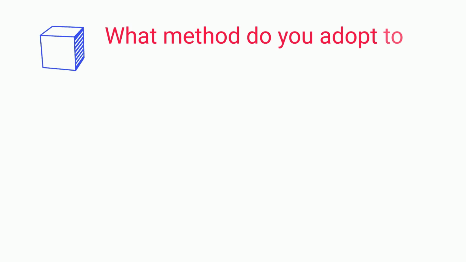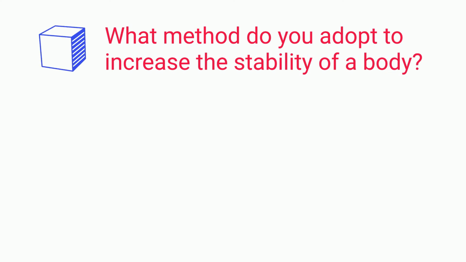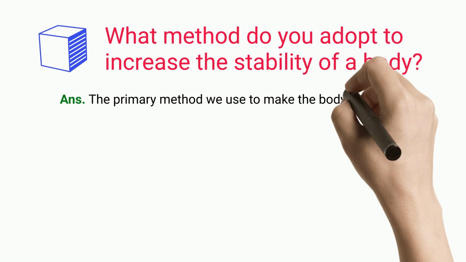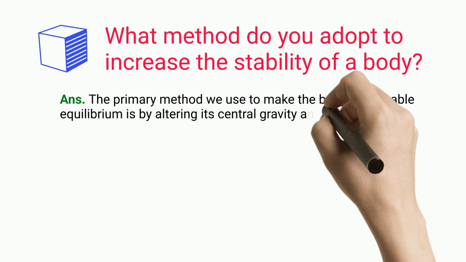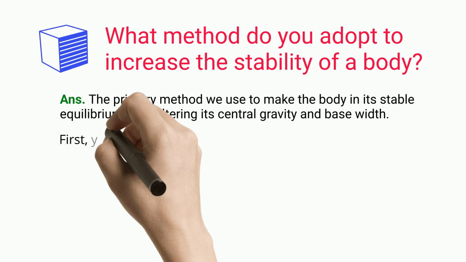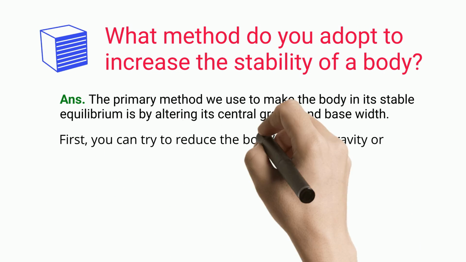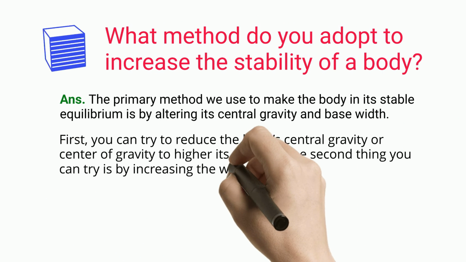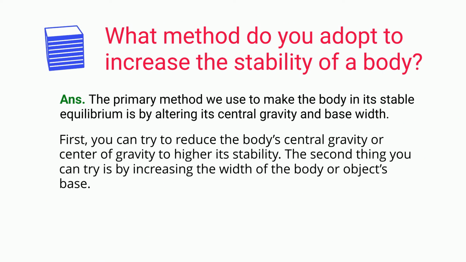What method do you adopt to increase the stability of a body? The primary method we use to make the body stable is by altering its center of gravity and base width. First, you can try to reduce the body's center of gravity to increase its stability. The second thing you can try is increasing the width of the body or object's base.